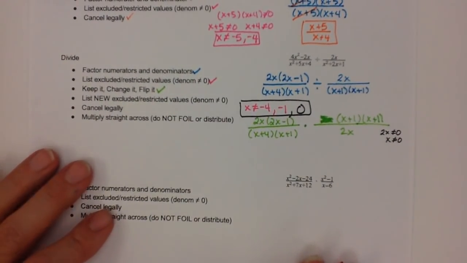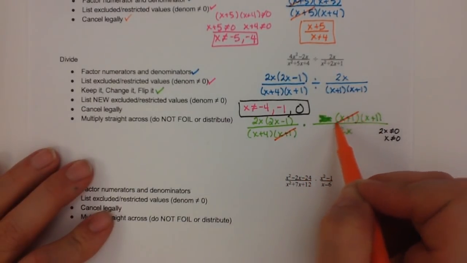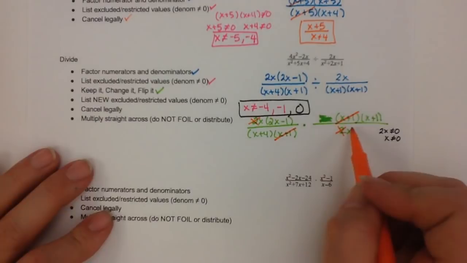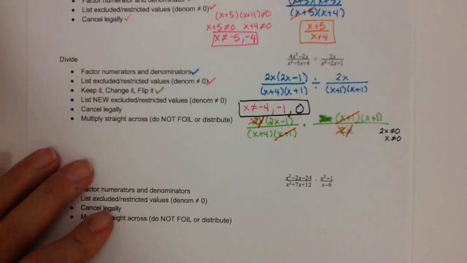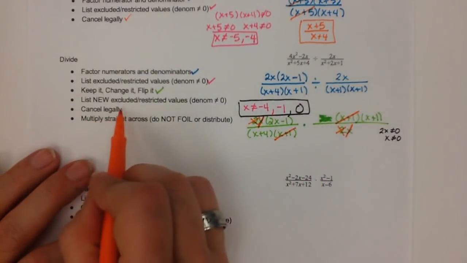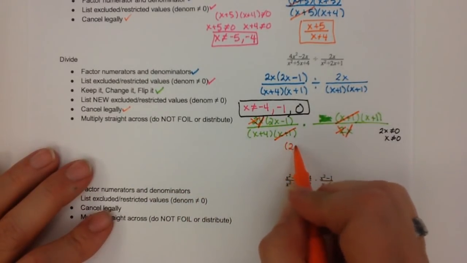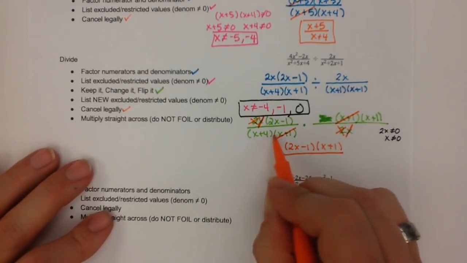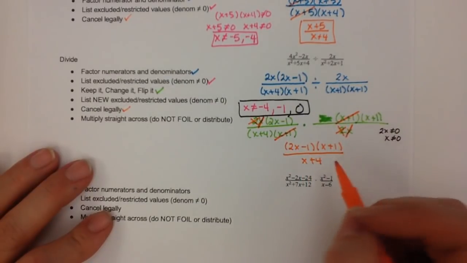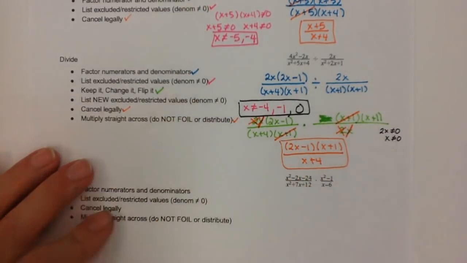So I can only cancel things that match exactly. So if I look, I have an x plus 1 that can cancel with an x plus 1. I have a 2 that can cancel with a 2, and I have an x that can cancel with an x. Nothing else is going to match, so I'll multiply straight across, but I do not FOIL or distribute. So I have 2x minus 1 times x plus 1, and then it's over x plus 4. And I can put that x plus 4 in a parenthesis or not. It's really a matter of personal preference. But then we would be done.